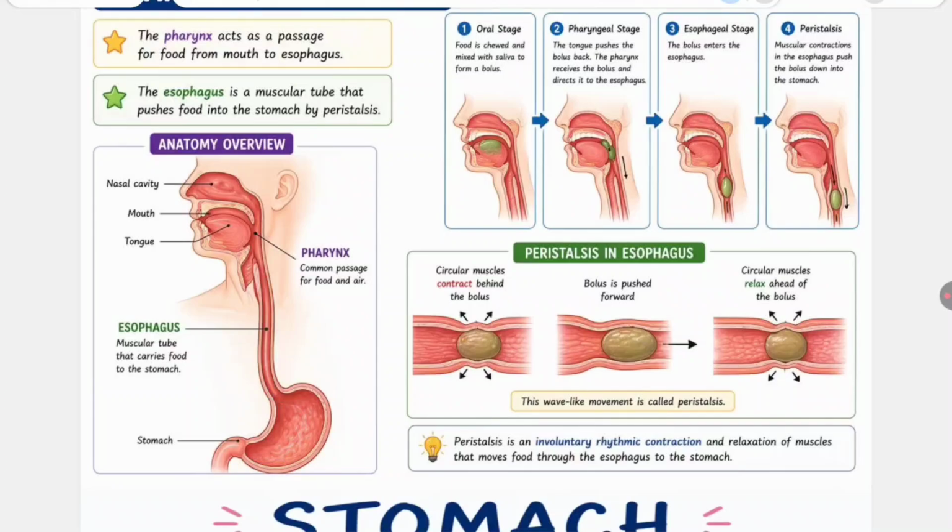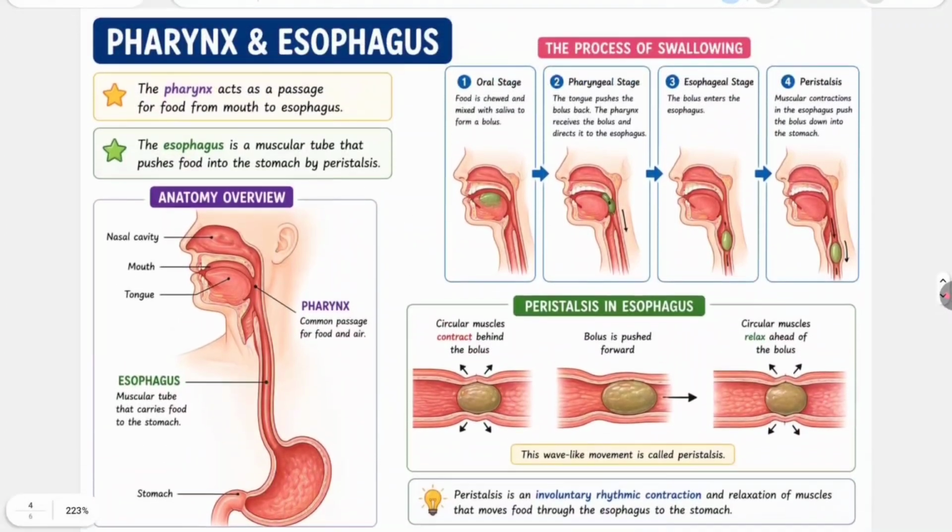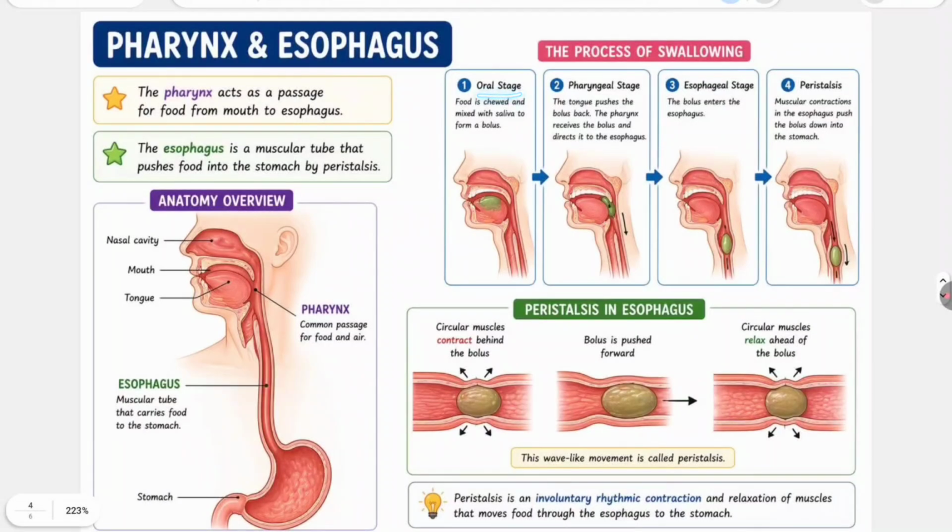Anatomy overview: you can see this is the nasal cavity, this is the mouth, and this is the tongue, and here the chewing process takes place. After that food will come here, where the pharynx is. By the pharynx it will travel to the esophagus and then to the stomach. Here you can see the oral stage, pharyngeal stage, esophageal stage, and peristalsis. Here you can see peristalsis in the esophagus, how it comes. Circular muscles contract behind the bolus. Here you can see the food particles, it will shrink and again it will go.